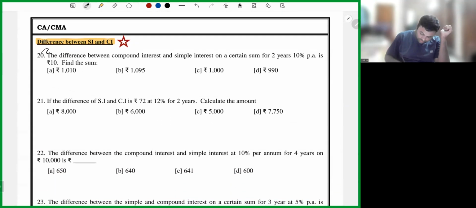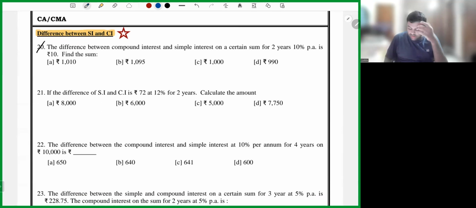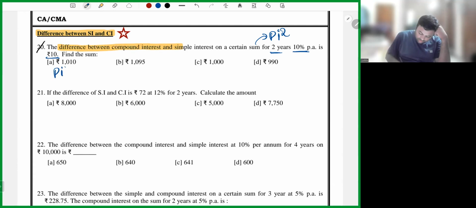See this question number 20. Difference between compound interest and simple interest on a certain sum for 2 years. For 2 years, what is the formula? PI square. The rate is 10% per annum. The difference between CI and SI, he's telling, PI square is equal to 10. He's asking to find the principal.